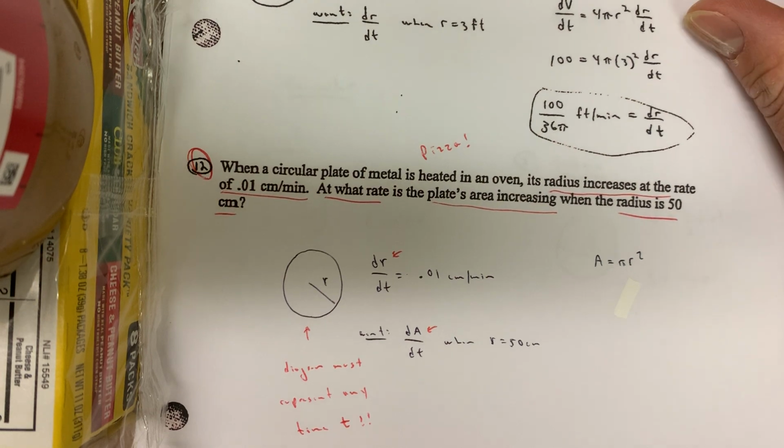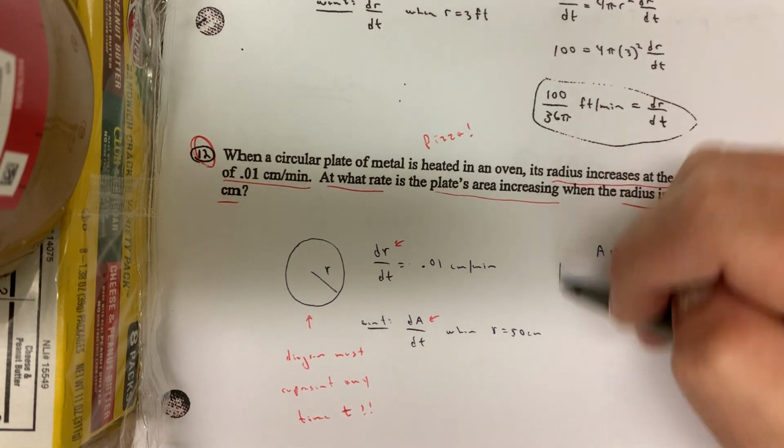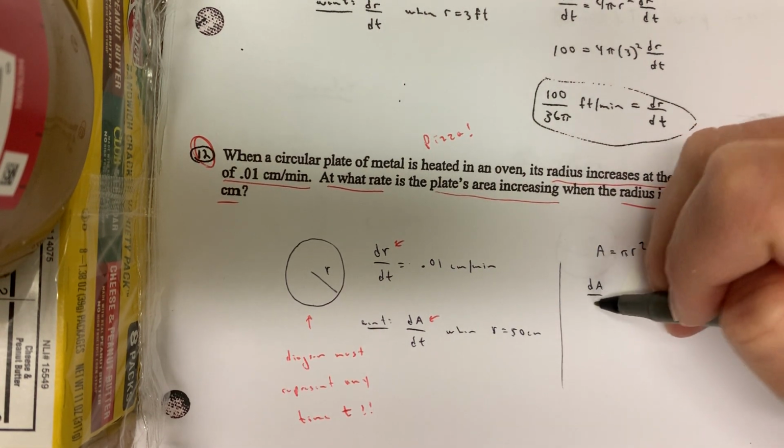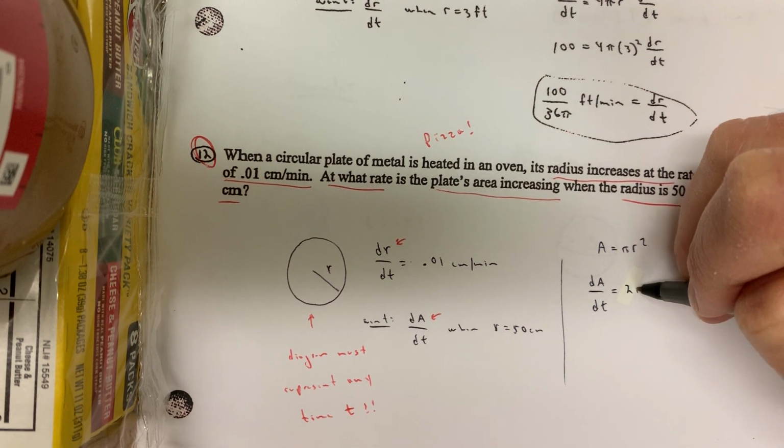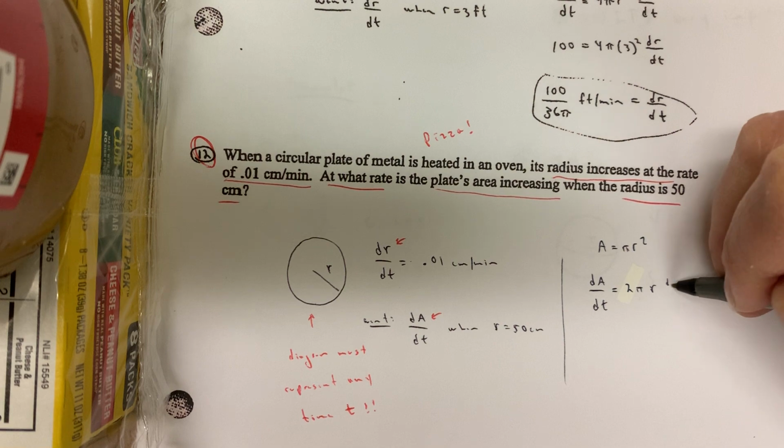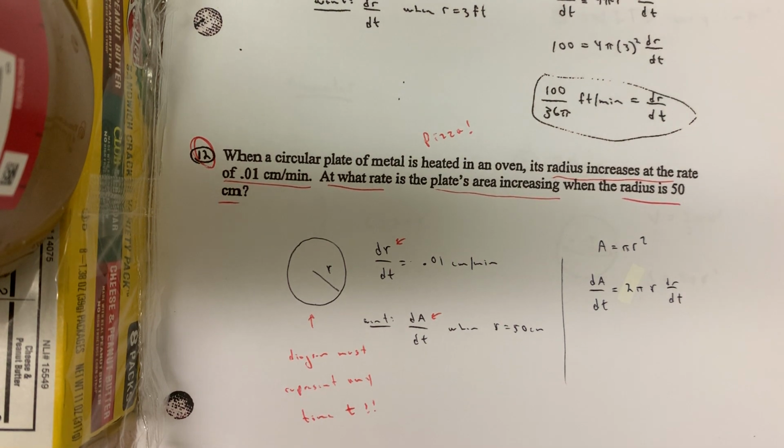Anyway, let's take the derivative implicitly with respect to t. The derivative of A with respect to t is dA over dt, equal to, drop the 2 down. 2 times pi is 2 pi. Raise r to the 1 less. Multiply by dr over dt.